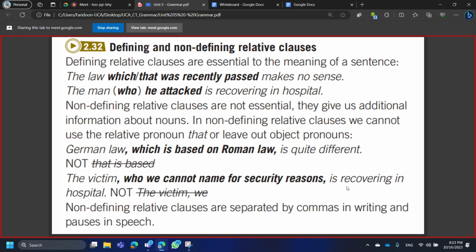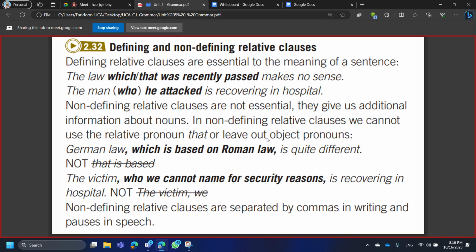And then you have another example, saying the victim, who we cannot name for security reasons, is recovering in hospital. Once again, the information inside here, as shown in the book, is supposed to be additional, meaning it's extra and it's not necessary to the overall meaning. So in other words, if I say the victim is recovering in hospital, my sentence would be correct. People will not have any problems with that. But if I say the victim who we cannot name for security reasons, my sentence is still correct. It's just sprinkled in a way where it has a little more information. It has a dressing of information on top. So very easy.